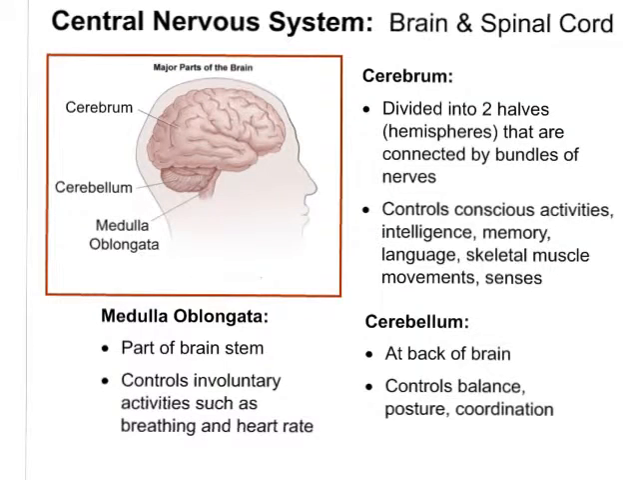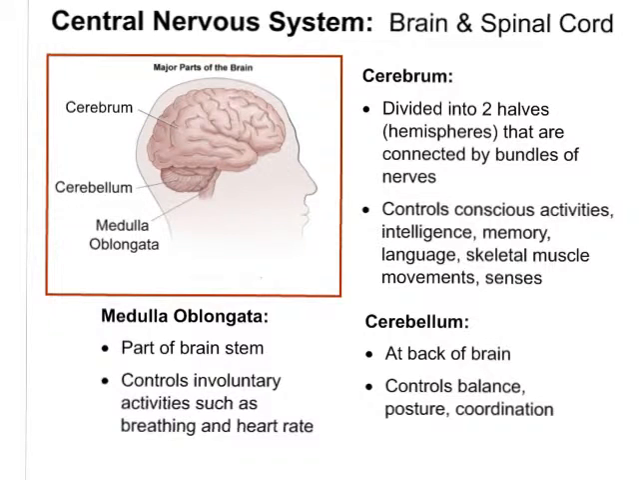So if we step back and look at the whole human brain, we have the cerebrum, the big part here. Then there's the cerebellum, located right under there, and the medulla oblongata. It's part of the brainstem. Let's look at what each of these things do.